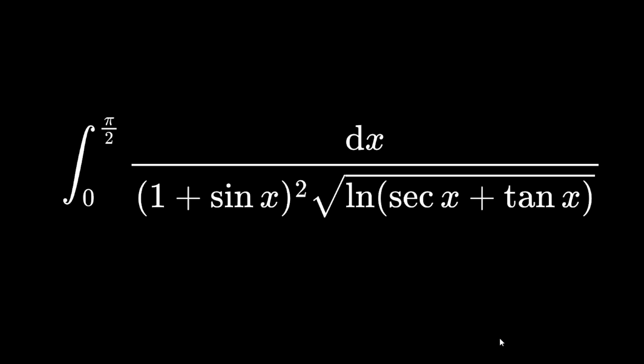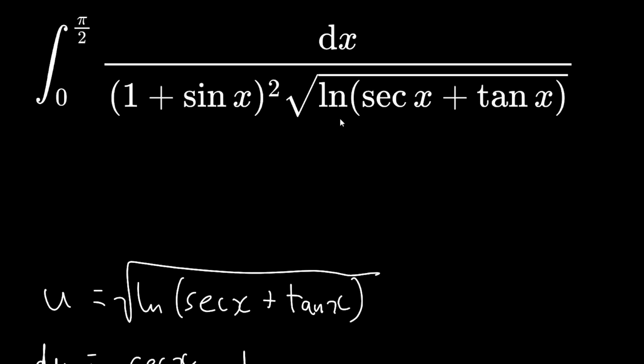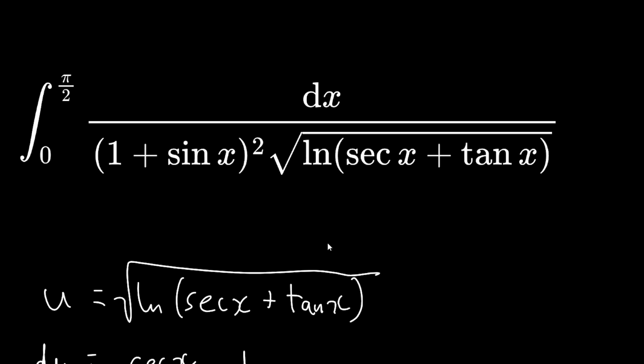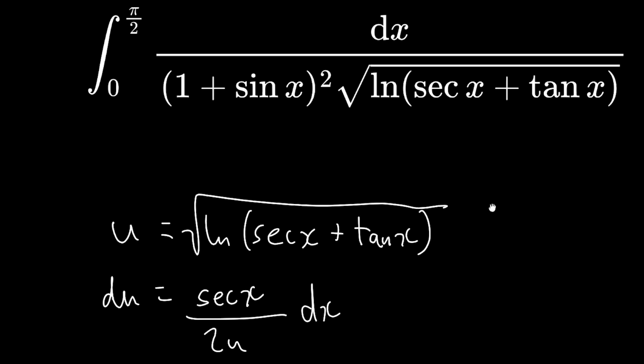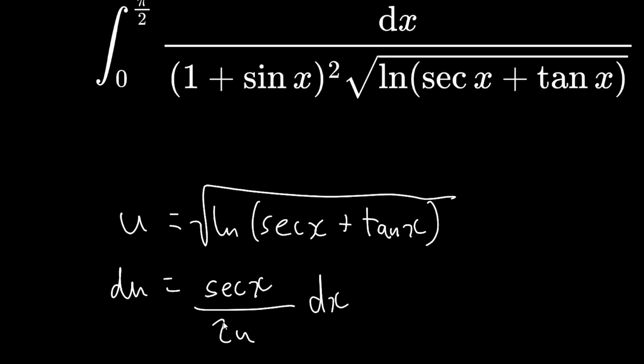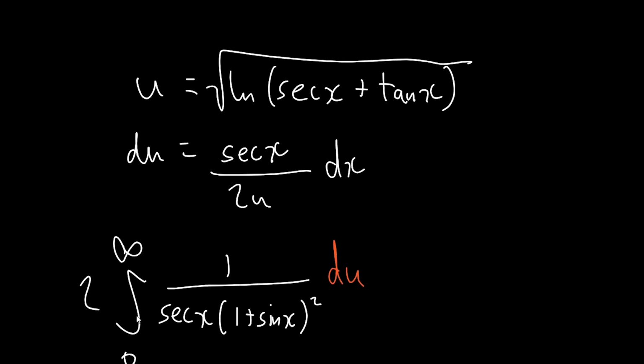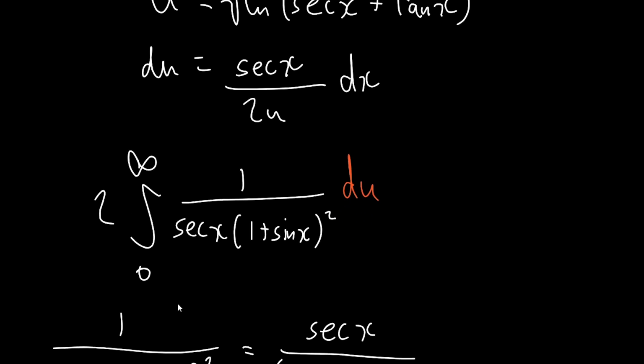Alright, question 6. The integral between 0 and pi over 2 of 1 over 1 plus sine x squared times square root ln sec x plus tan x. So let's get started with a substitution for square root ln sec x plus tan x. So we take the derivative, we get sec x over 2u dx, and then we end up with 2 lots of the integral between 0 and infinity of 1 over sec x times 1 plus sine x squared, but du.